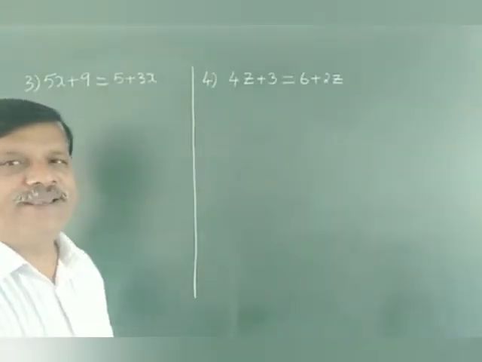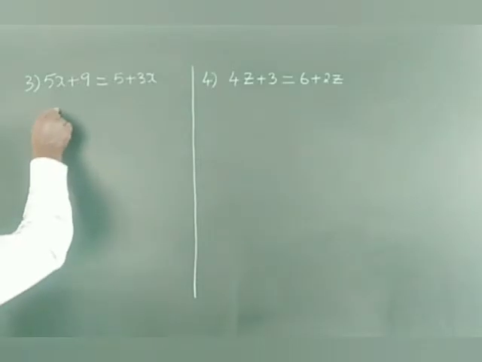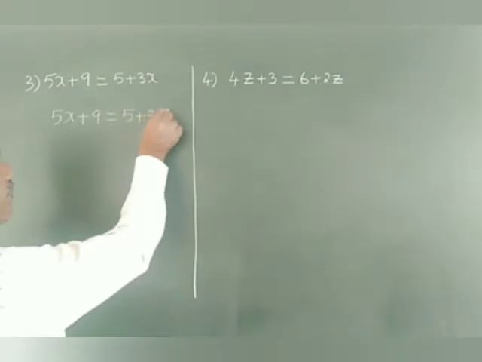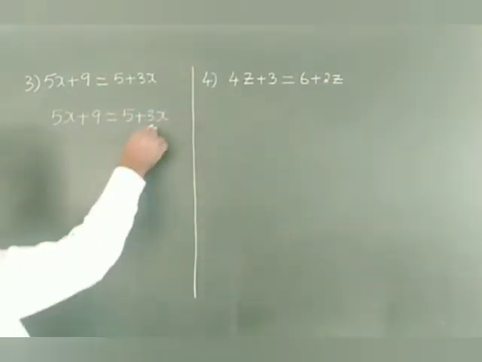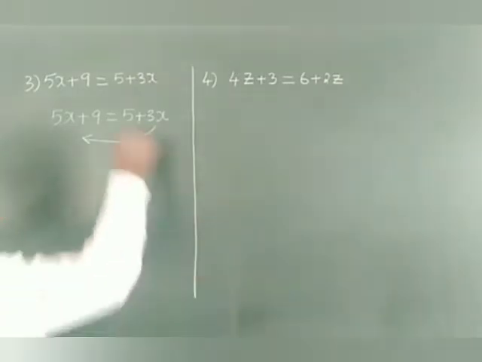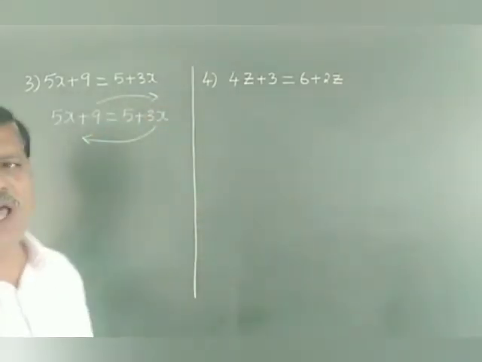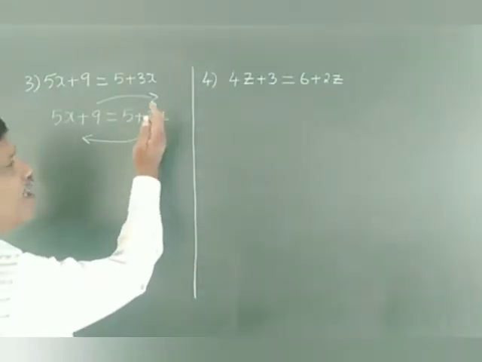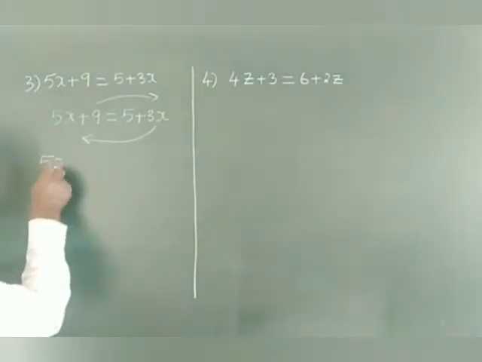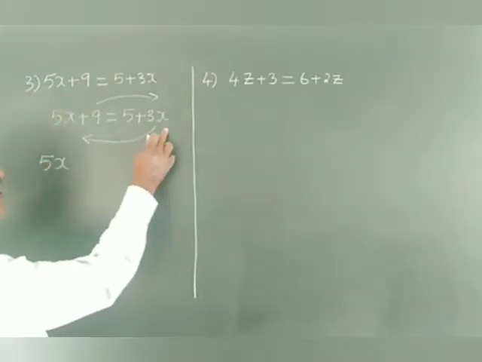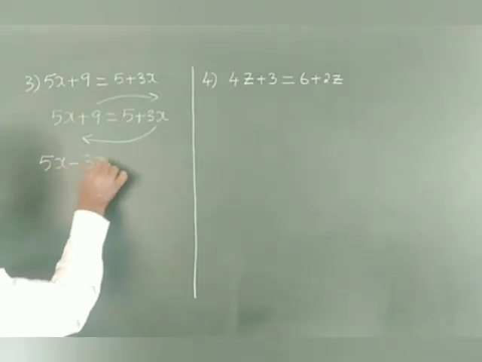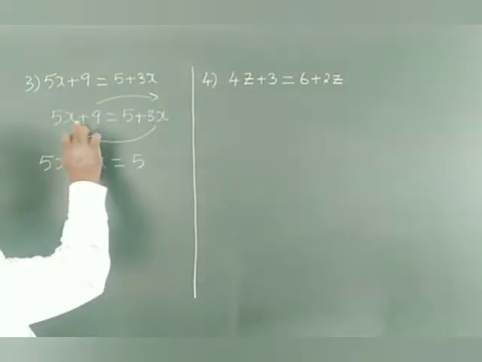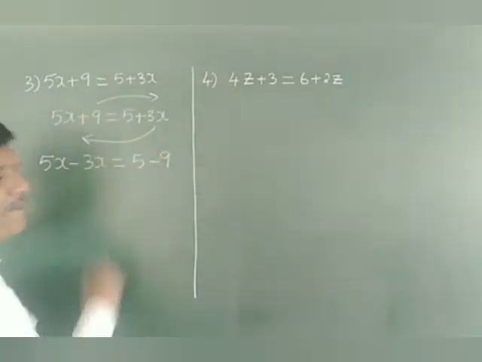Now we move on to the third problem. What is the given equation here? 5x plus 9 equal to 5 plus 3x. So variables all we have to group in LHS, constant terms all we have to group in RHS. Therefore we transpose 3x from RHS to LHS. Now here you have plus 3x. When you transpose to LHS it becomes minus 3x. Already in RHS I have 5. Now when we transpose plus 9 to RHS, it becomes minus 9.